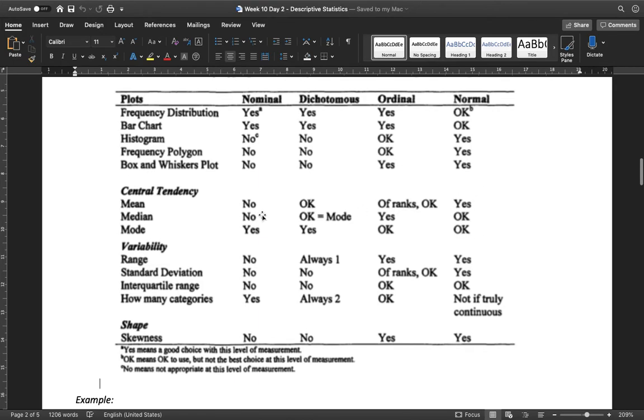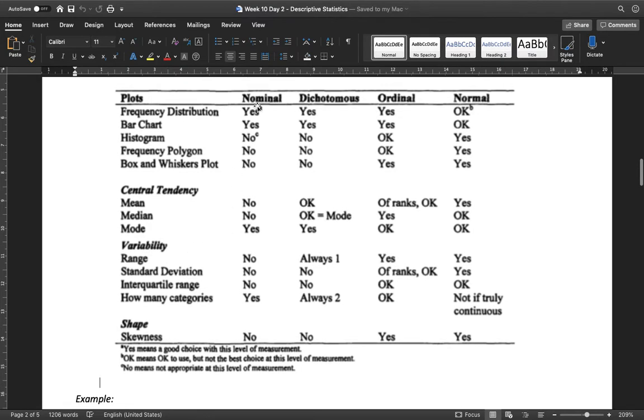For the variability, so nominal data, hindi tayo gumagamit ng tatlong yan. Range, standard deviation, interquartile range. We don't use that.